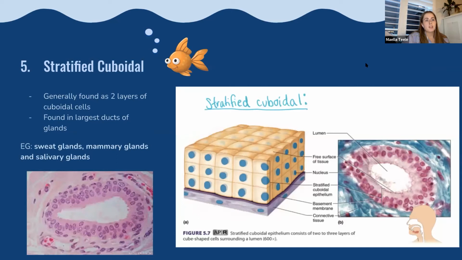Next up, we've got our stratified cuboidal, and this one is a bit more rare. So you generally see it as 2 layers of cuboidal, not 3 like this image suggests. It's found in the largest ducts of glands. So you'd see it in sweat glands, mammary glands, and salivary glands, but it's more rare. It's not one of the more common ones that we talk about. I'd say the first 4.5 are the most common ones that you'll probably be asked on in an exam.